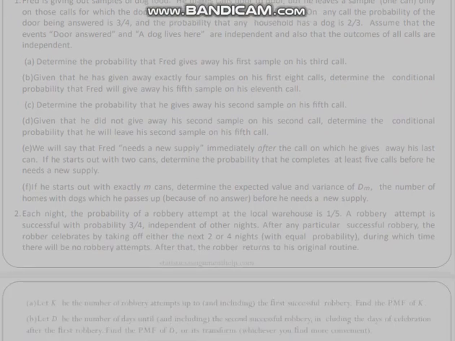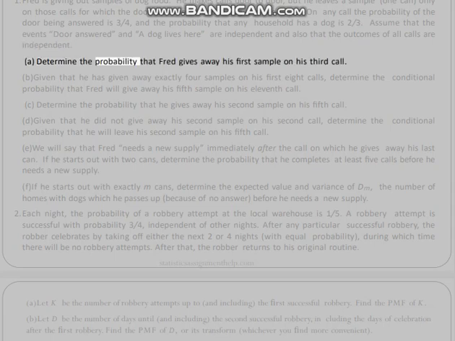1. Fred is giving out samples of dog food. He makes calls door to door, but he leaves a sample, 1 can, only on those calls for which the door is answered and a dog is in residence. On any call, the probability of the door being answered is 3/4, and the probability that any household has a dog is 2/3. Assume that the events door answered and a dog lives here are independent, and also that the outcomes of all calls are independent.